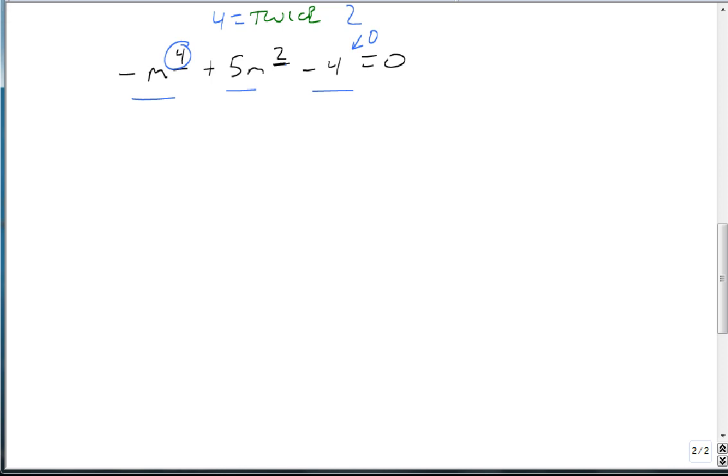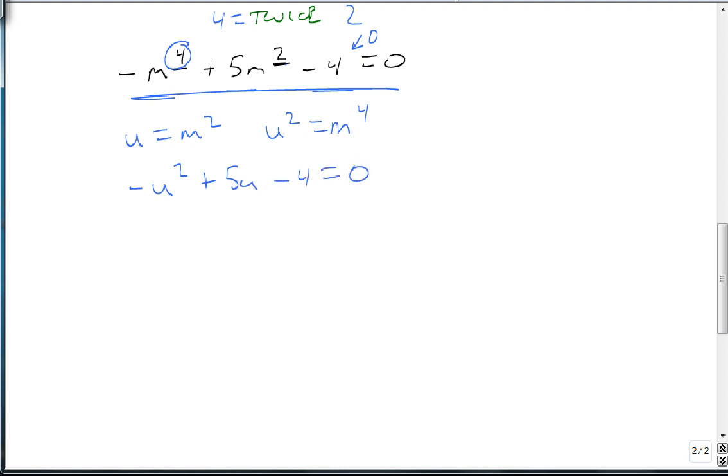And so what we can see is, let's let a new variable u equal m squared. Notice if I square both sides, what I do to one, I have to do the other. I get the m to the fourth. And so I can rewrite this whole problem as minus u squared plus 5u minus 4 equals 0. Well, we don't like this minus 1 in front of the u squared, so let's send through a minus sign to everything. Notice I applied it to the 0 as well. And so I'm really solving u squared minus 5u plus 4 equals 0.